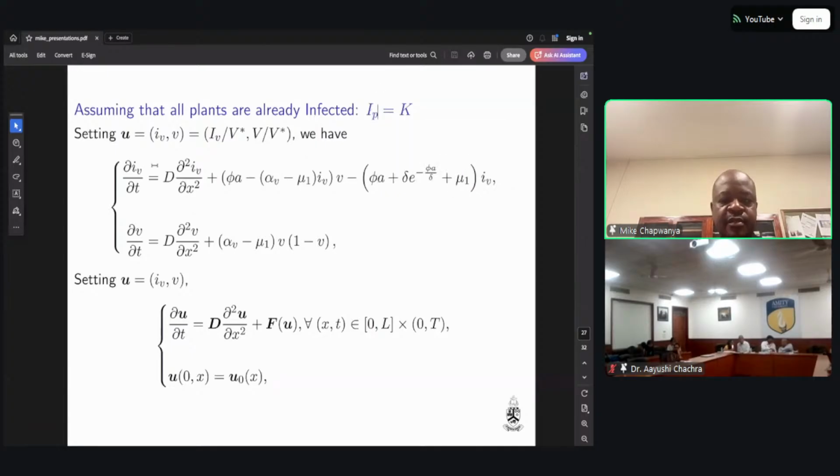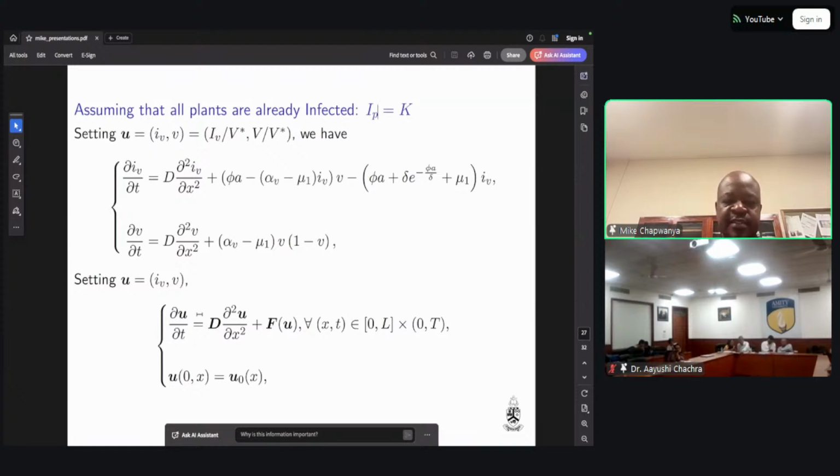That reduces your system of equations to just two equations, as you can see there. The second equation is the usual Fisher's equation. But the first equation is a little bit more complicated, but again, it's a reaction diffusion equation, which we can write in a vectorized form as given below there.